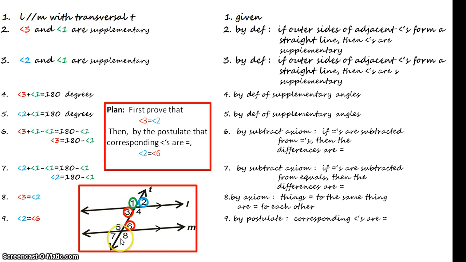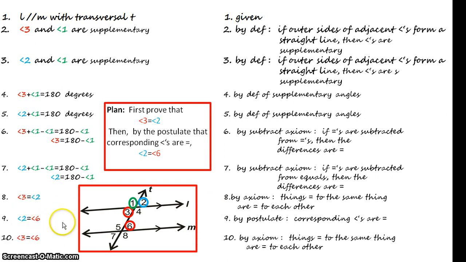So now we're almost done. We have 3 equaling 2, we have 2 equaling 6. So you got it. Now we can conclude that angle 3 must equal angle 6. And that is by the axiom, again, that things equal to the same thing. So things, meaning angle 3 and angle 6, are both equal to the same thing. So then those things must be equal. They are equal to each other.